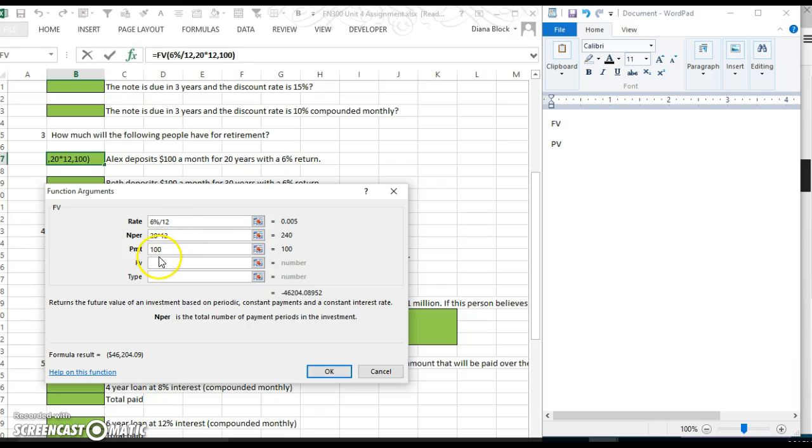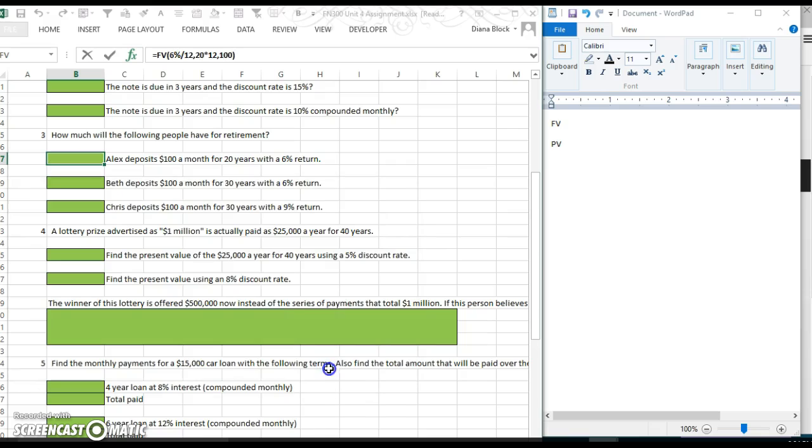Then in the number of periods, I've got 20 years times 12 payments a year. And how much are those payments? $100 a month. And so that will tell us that in this future period, after 20 years of doing this, how much this person will have for retirement. So on the rest of these, on problem 3, that's how you'll solve those. You will use the future value function, but you'll use that payment field instead of entering the one present value amount.